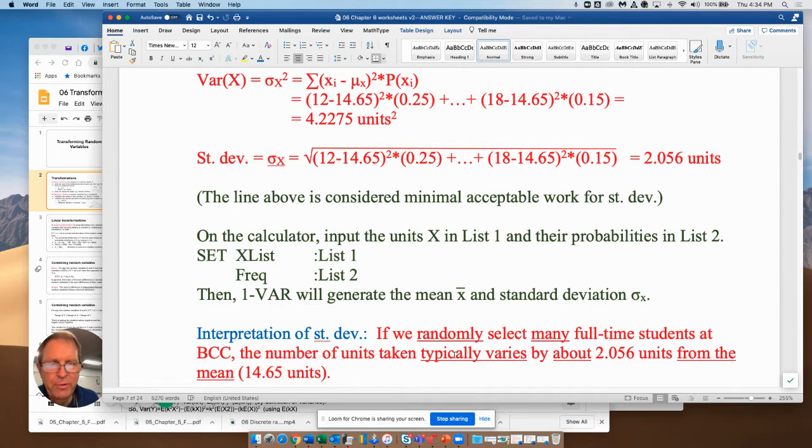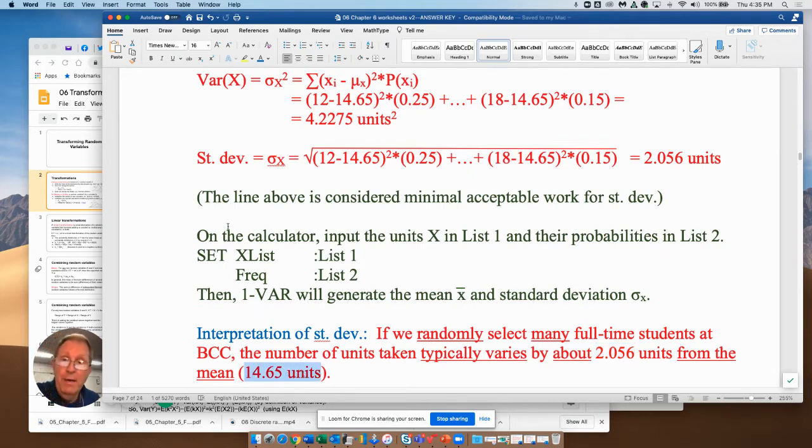All of these underlined words are important and part of the grading rubric. You have to say that the samples were randomly taken and that you're taking many samples. Then you describe your variable, the number of units taken. And here are your magic words for standard deviation: the number of units typically varies by about, and here's my standard deviation that I calculated. What does it vary from? Well, it varies from the mean, and then I put the value for the mean.